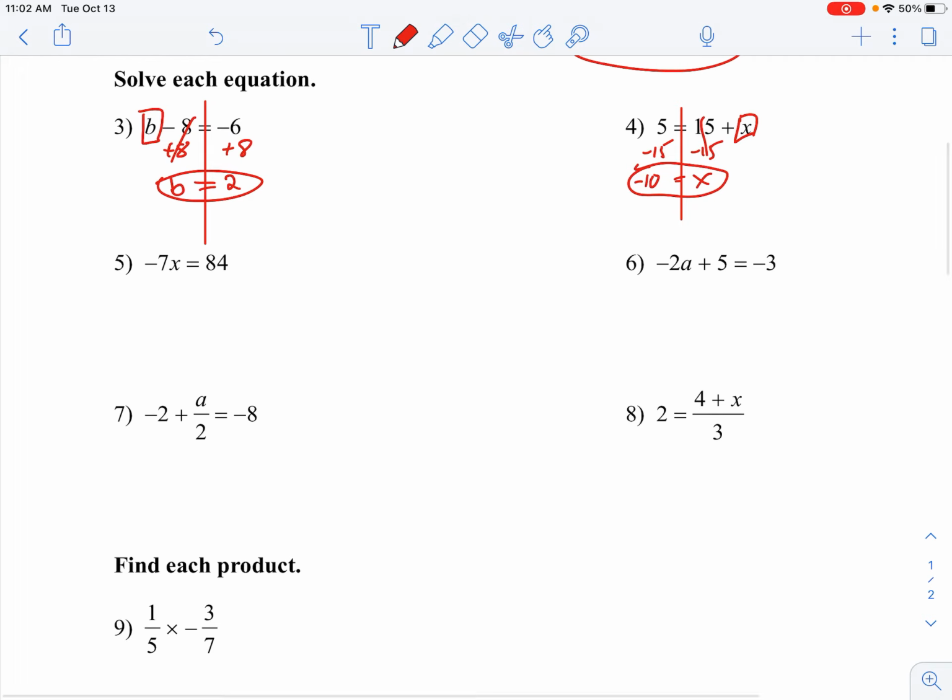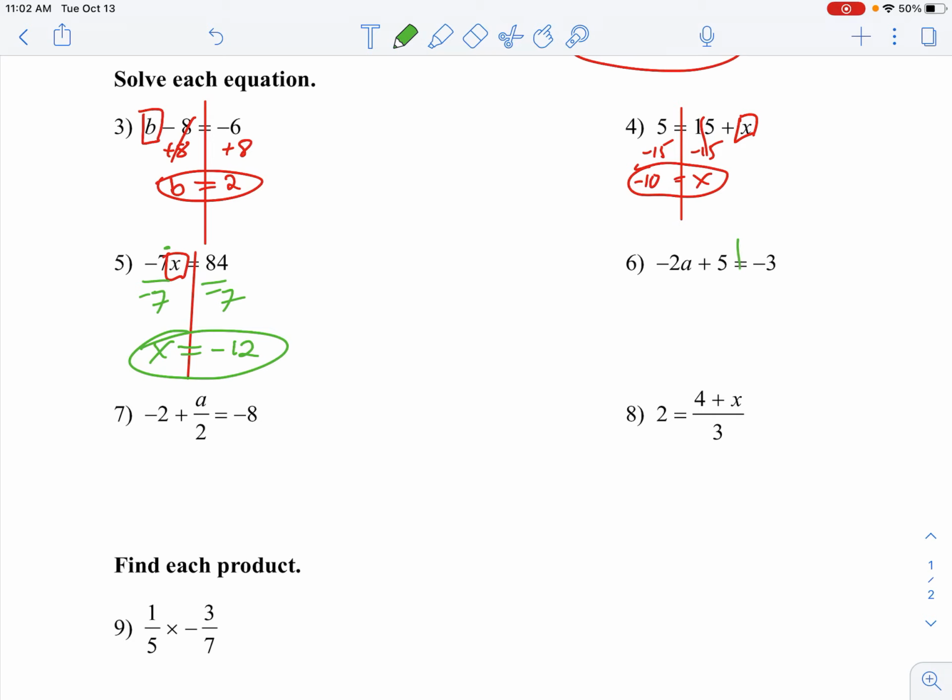Number 5, that x between x and the 7 is a multiplication symbol. It's negative 7 times x. So divide by negative 7. Negative 7 divided by negative 7 is 1. So there's my x. And 84 divided by negative 7 is a negative 12.